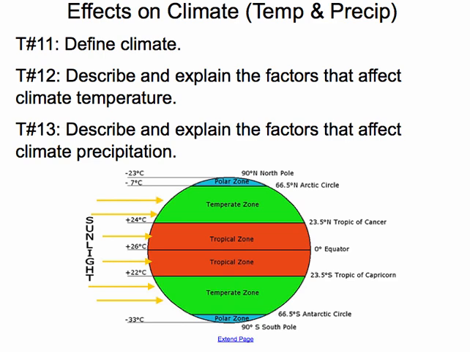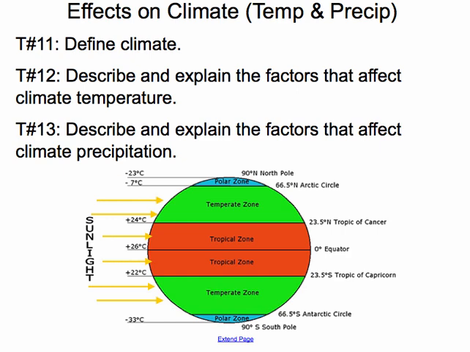Kimpton. I'm going to talk to you about effects on climate, specifically how it affects temperature and precipitation of any given climate. This will cover targets 11 of the unit. Target 11 is define climate, short and sweet.